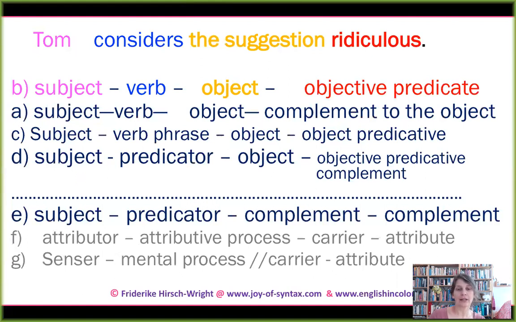we still have the carrier and the attribute. It's the mental process, he considers something, and the suggestion is sort of the complement or the object of what is being considered, and what is being considered is that the suggestion is ridiculous. So there are two ways of handling it on the experiential level in the Hallidayan model.